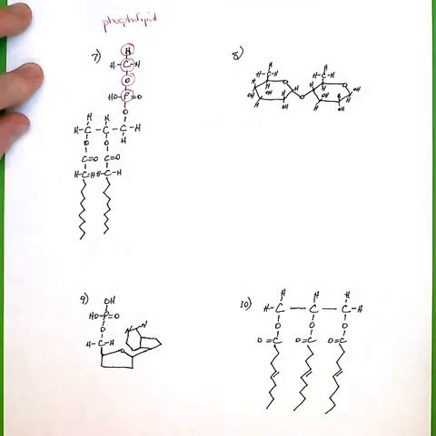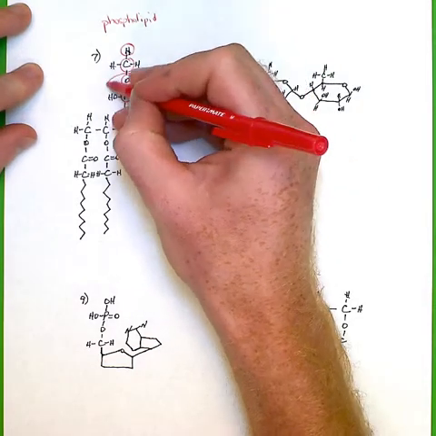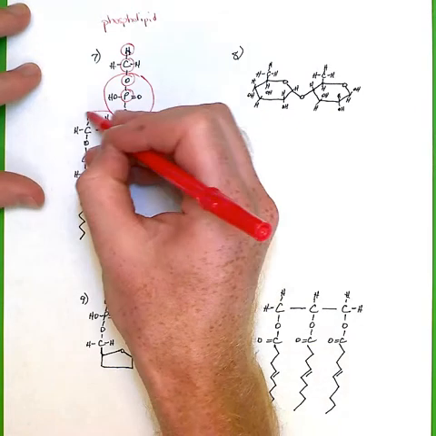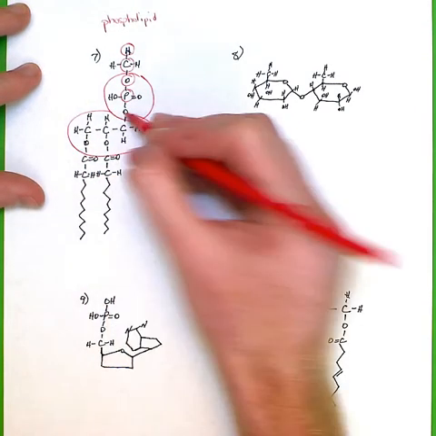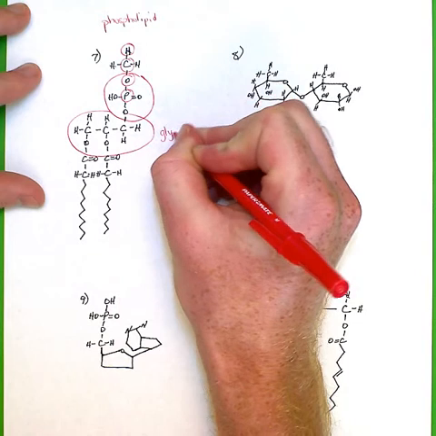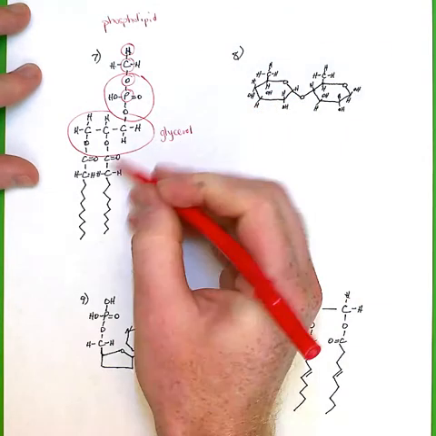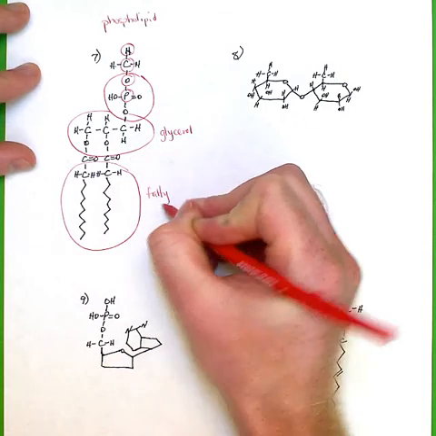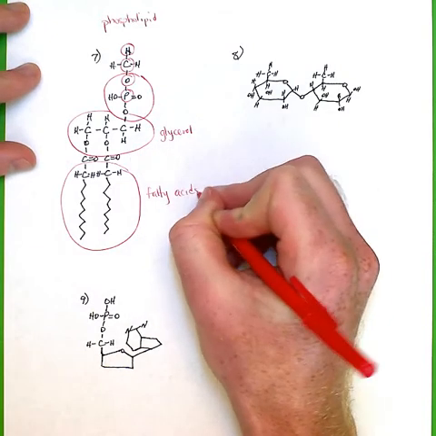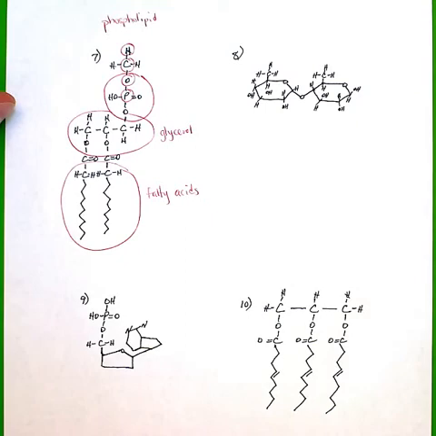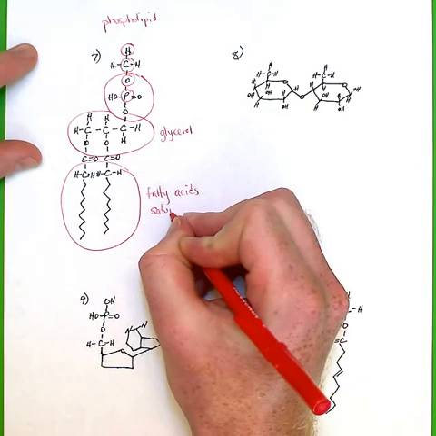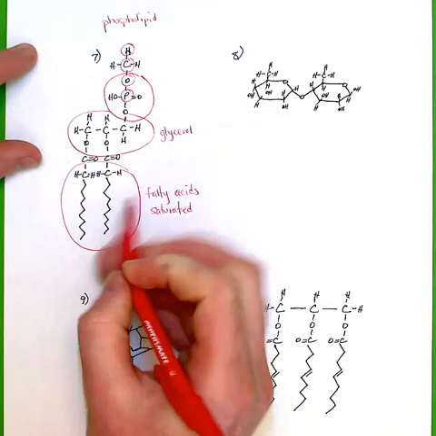You can tell there is a phosphate group right there. Right here is our glycerol. And down here are our fatty acids. And in this case, we have saturated fatty acids because there are no double bonds here.